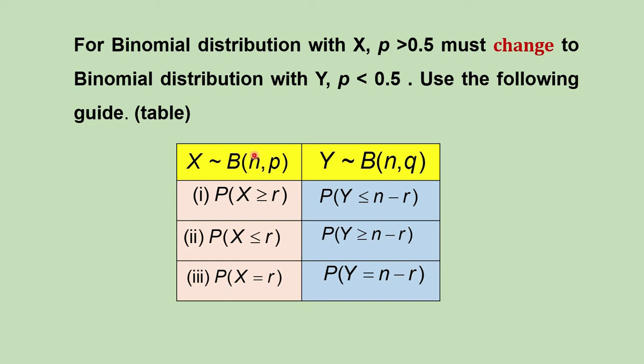I hope this table will help you to read the table when p is more than 0.5. The simplest way is you need to change from x to y. Okay, thank you.